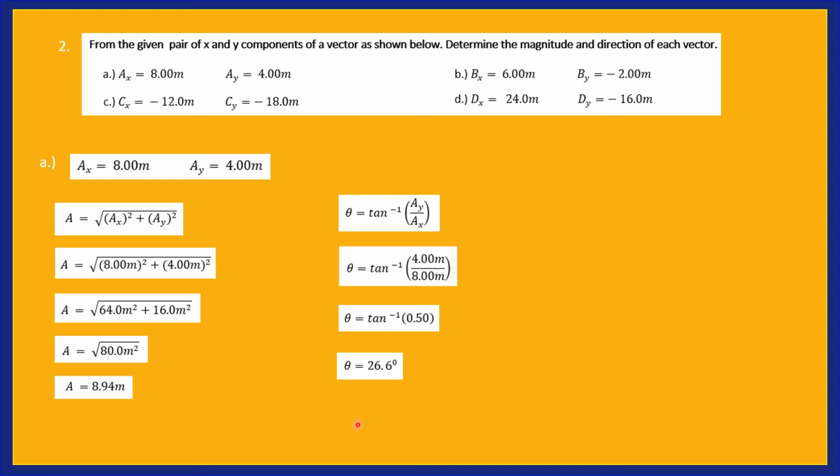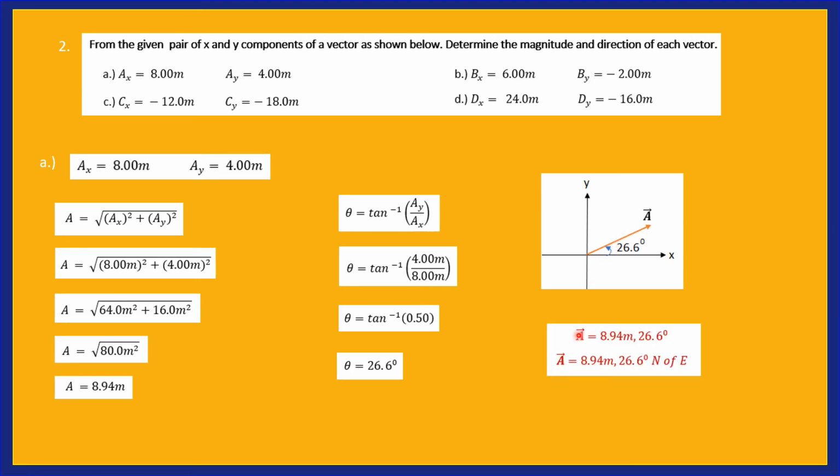So therefore, we must show that the vector lies in the first quadrant and that both the x component and the y component are positive. So we have x equals positive and y equals positive, so therefore this is correct. This is the correct value of theta, measured from the positive x-axis. So we have vector A, this is 26.6 degrees from the reference line, where Ax is to the right and Ay is upward.